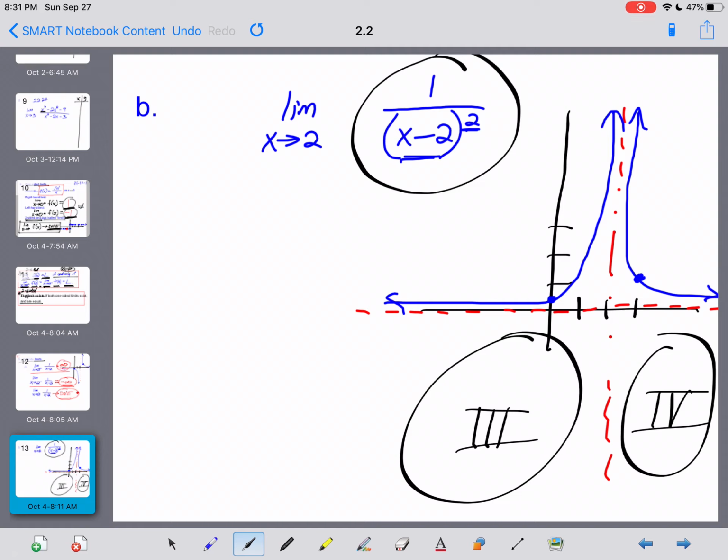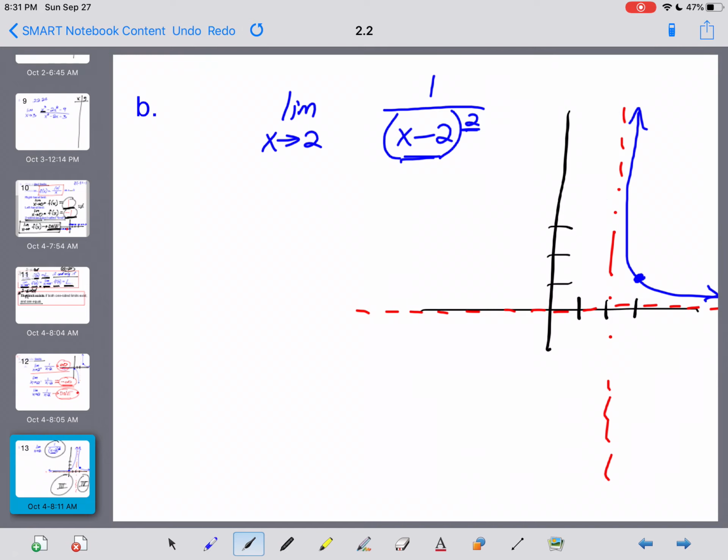You're not even going to get zero there, guys, ever, because the only way to get zero from a division problem is to put zero in the numerator. And that can't happen here. So this is what our function looks like.